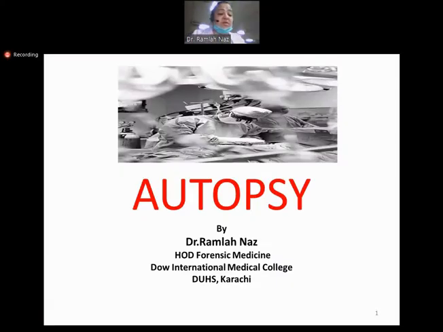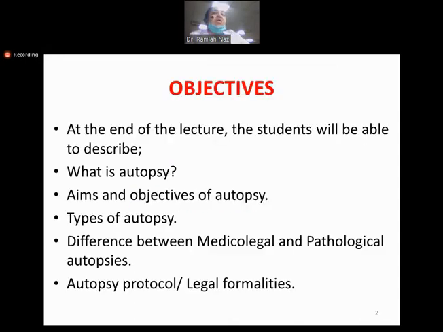Such pandemic. Today we have to start with the topic that is called autopsy. So let's start. First of all, let's discuss the objectives of today's lecture.